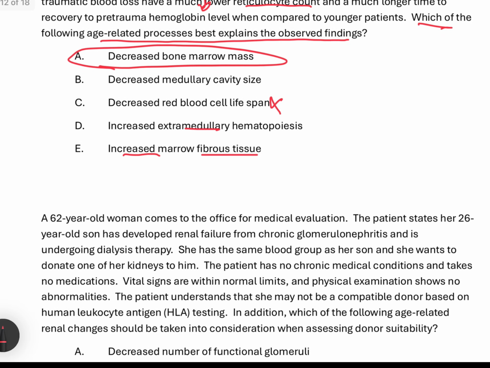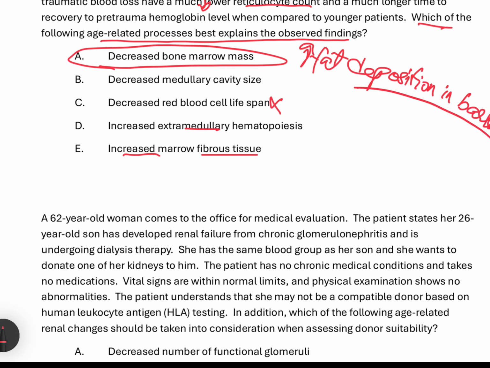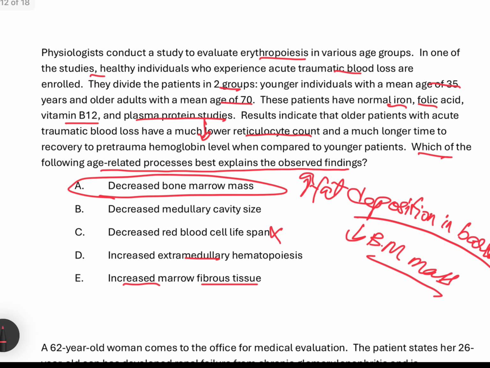There will be a decrease in bone marrow mass. We already studied in the aging chapter that there will be an increase in fat deposition in the bone marrow, and a decrease in bone marrow mass. That was the active mass that produces RBCs. So the right answer is decreased bone marrow mass. This is an effect of the normal aging process. Therefore, between the younger and elderly groups, there is a decrease in reticulocyte count in elderly people.